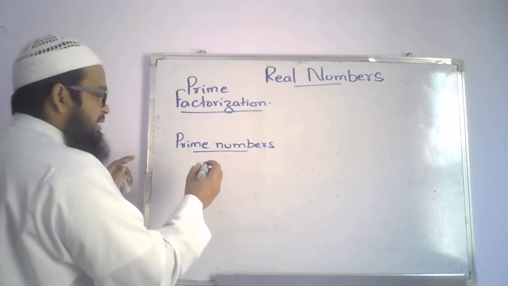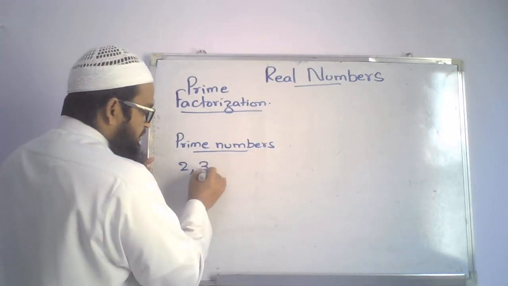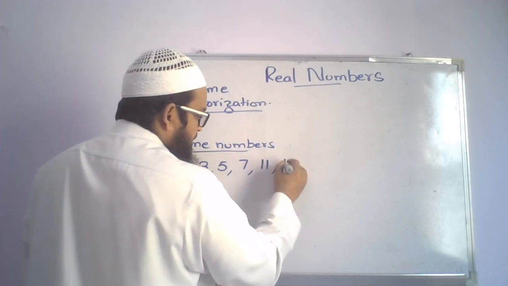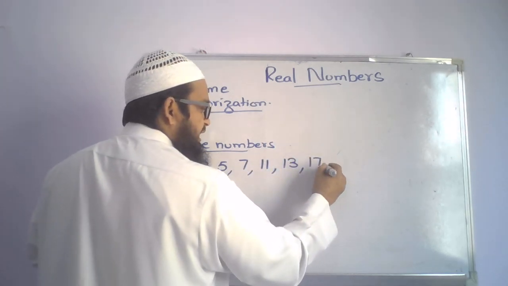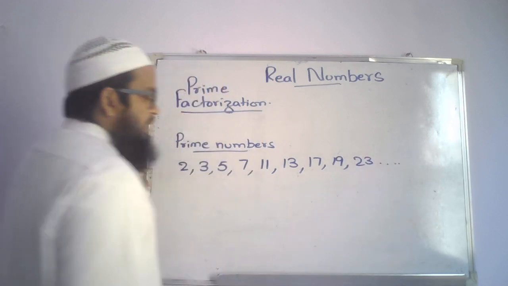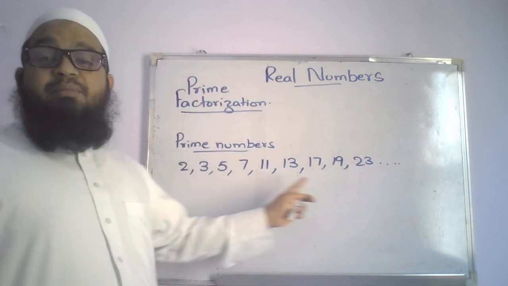What are the prime numbers? 2, 3, 5, 7, 11, 13, 17, 19, 23, and so on. So these are the prime numbers.